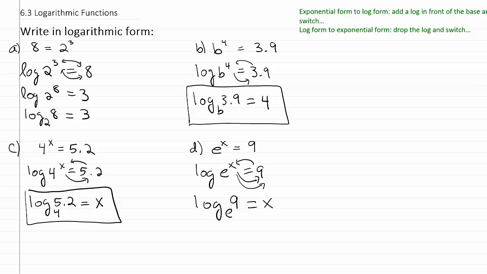And then if you want, you can actually rewrite log of base e as simply ln of 9 equals x, because log of base e is equal to ln. So what we're saying here is that log base e of anything, say for example x, is the same as just ln of x. So ln is another way to say log of base e.